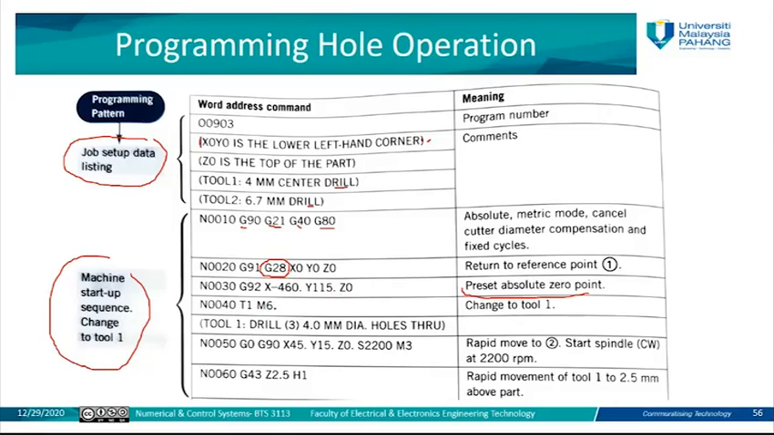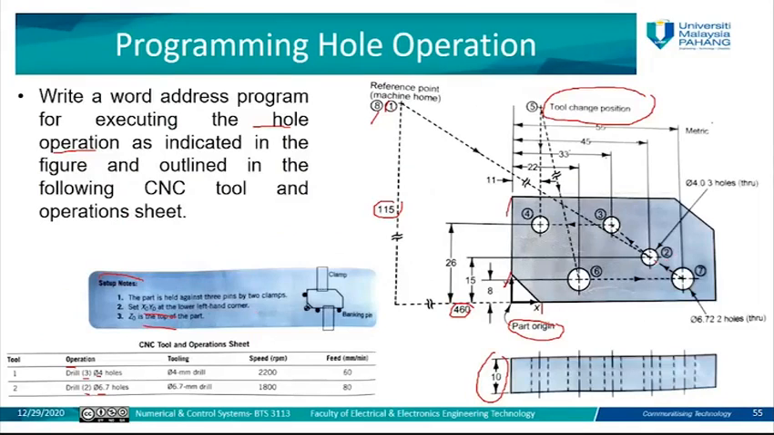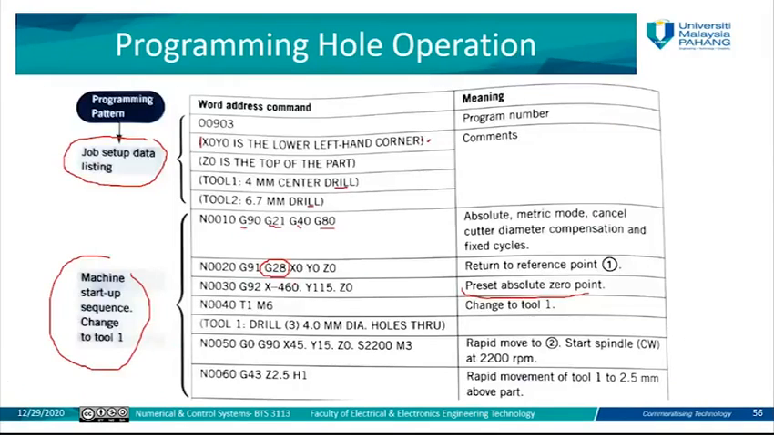After that, we need to select tool number 1 because we have 2 tools. First we select tool number 1 because the first operation will be done at hole number 2, at point number 2. Points 2, 3, 4 all use the same tool, which is tool number 1. So just use tool number 1, M6, to change the tool to tool number 1. Tool 1 drill, this is the comment here. Tool 1 drill is for 3 holes, 4 millimeter diameter, and holes through. That means it will go through all the holes one by one.